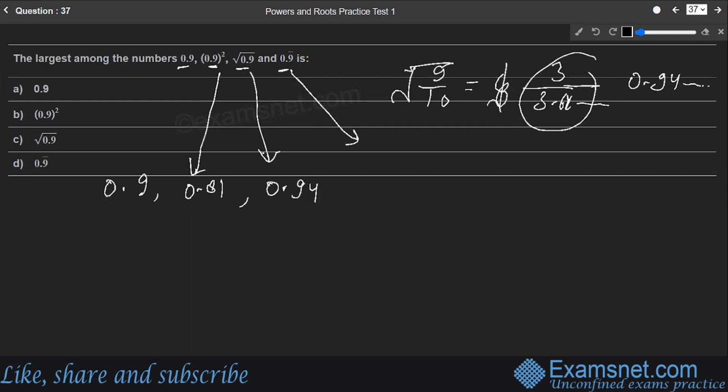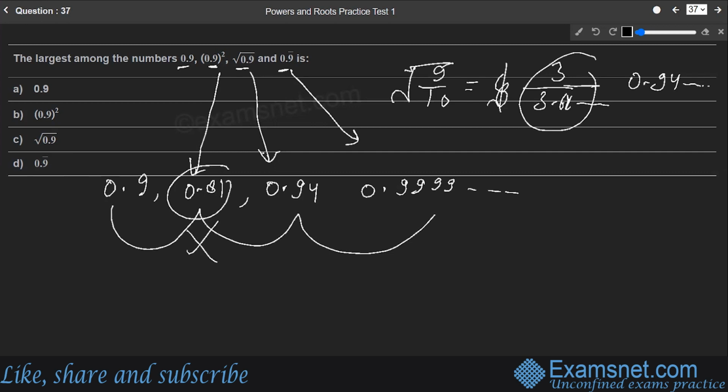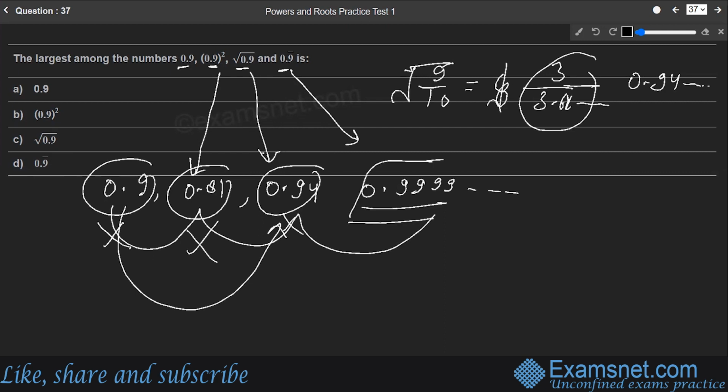Let us check the last number, 0.9 bar. There is a way of finding out the answer for 0.9 bar. It's nothing but 0.9999 till infinity. Now we have to check which one is the largest among all these four numbers. So clearly 0.81 is the smallest one, so it is gone. Then bigger than 0.81 is 0.9, so this is not the largest. Bigger than 0.9 is 0.94, this is not the largest. So clearly the largest number is 0.9999 till infinity, which is nothing but 0.9 bar. So that should be the right answer only, available in option number D, 0.9 bar.